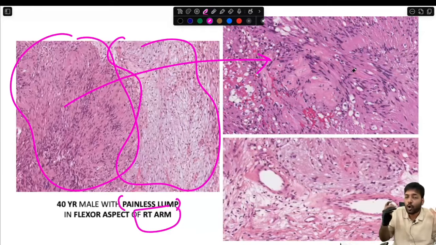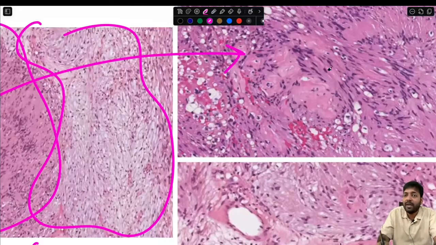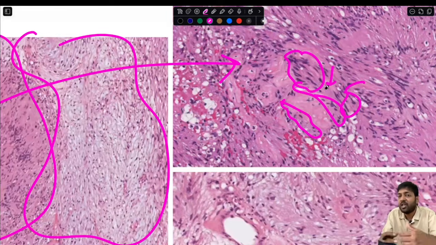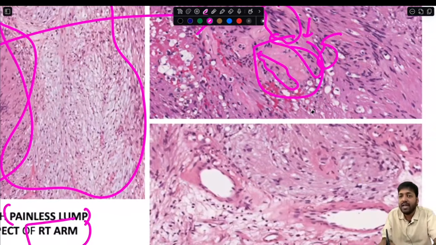If you look at the more cellular area, it is basically composed of monomorphic spindle shaped tumor cells arranged in short fascicles, having spindle shaped nuclei with pointed ends, as you can appreciate over here. At places you will see nuclear palisading at the periphery, and in between you can see cytoplasmic eosinophilic processes. So these are the classical Verocay bodies, and this is the Antoni A area.